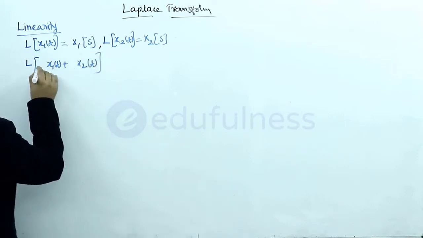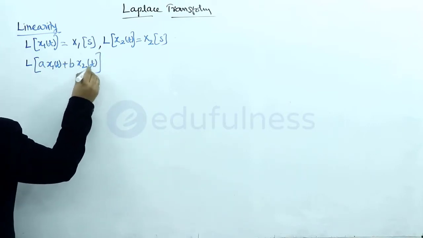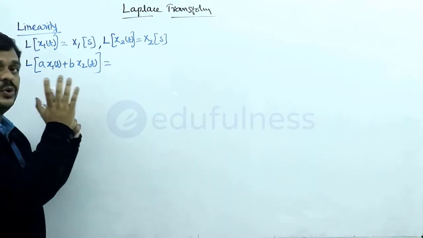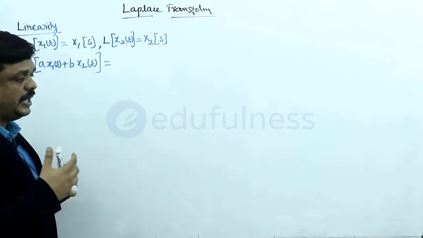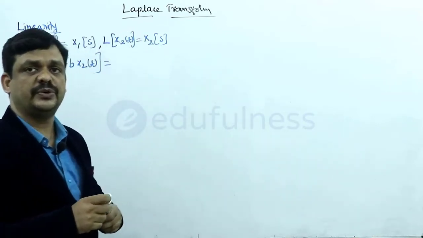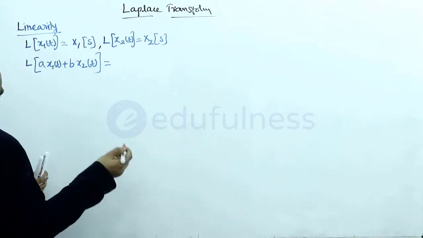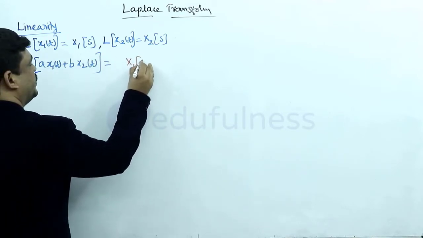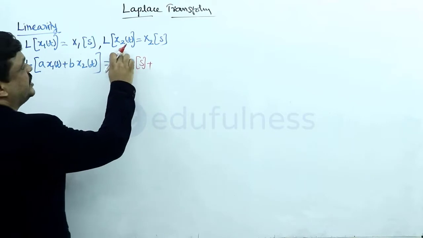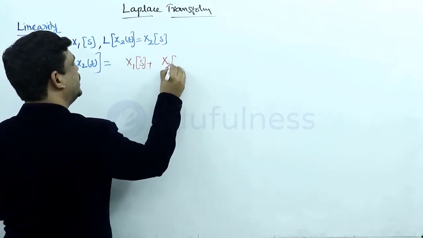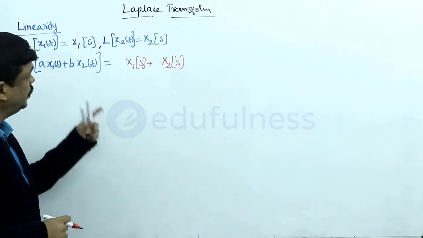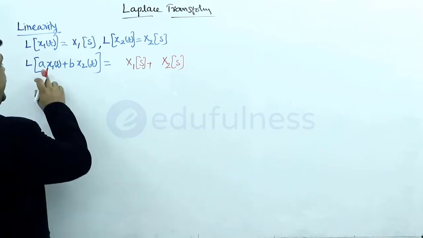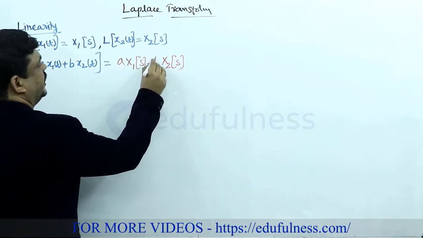And these two functions are multiplied with some constants, a here and b here, right? So this is called the total response. Now we want the total response. The linearity property, the name explains, says the total response is equal to the sum of individual responses. We have already discussed that the Laplace transform of x1 of t is x1 of s, one individual response, plus the Laplace transform of x2 of t is x2 of s, another individual response. So the total response is the sum of individual responses, and the constants multiply as they are: a here, and b here.